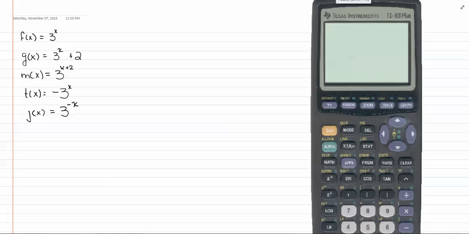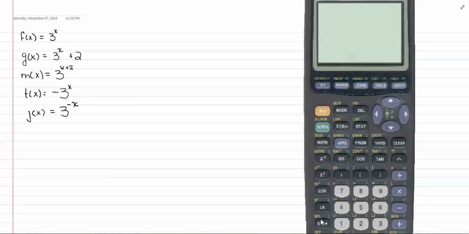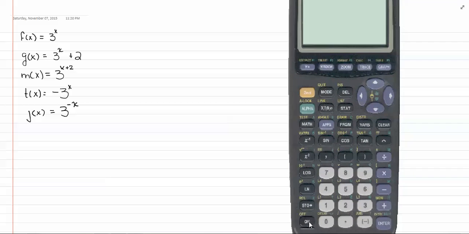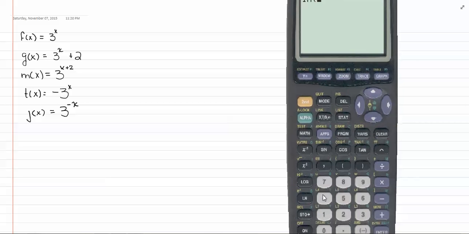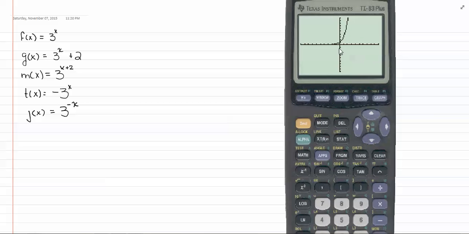We're going to look at the transformations of exponential functions. So if I take a look at just the basic function y equals 3 to the x, let's see if we can type that in here. You're going to see that sort of a hockey stick shape. It starts low here and then goes up quickly, and it's going to keep on going out.